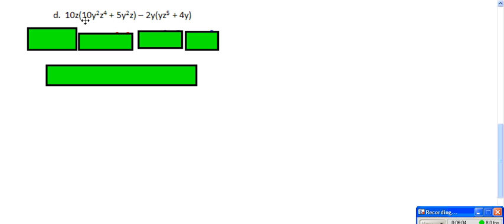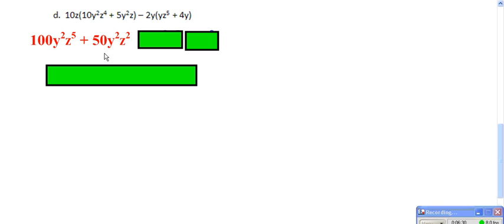Alright, in example D, first thing that we'd want to do is distribute. Distribute your 10z. 10z would get distributed into 10y to the second z to the fourth. After your distribution, you would wind up with 100 y to the second z to the fifth. Next, distribute 10z into positive 5 y to the second z. After you distribute, you get 50 y to the second z to the second.